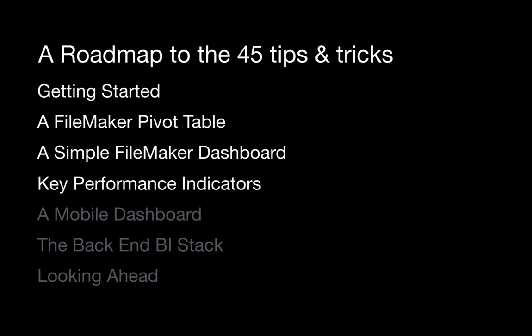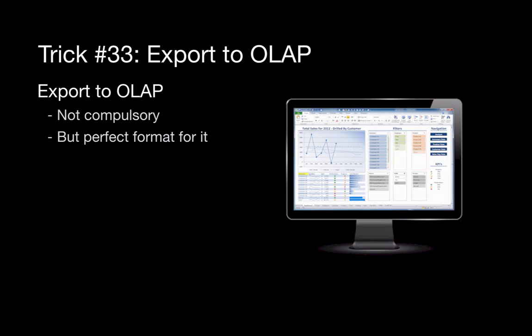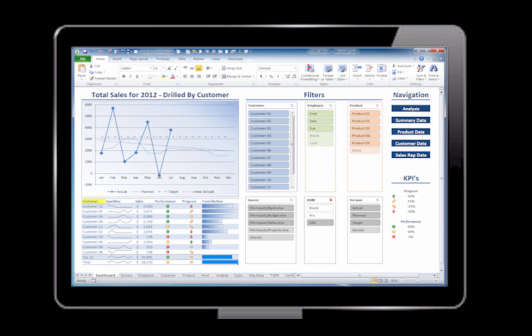Now that we've talked about KPIs and how you can use them to build a more sophisticated dashboard, I'm going to talk about mobile dashboards. Before we get into using FileMaker for a mobile dashboard, I do want to say you can just export the data to any OLAP system, and the data is formatted perfectly up until this point to be used in a BI tool. In fact, you may even want to simply export the data to something like Excel, where you can build your own dashboards. And I've got a video to show you how you can build a dashboard in Excel in under a minute.